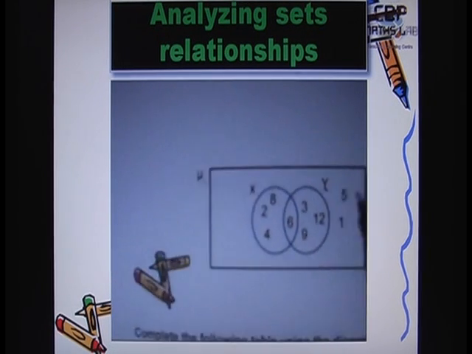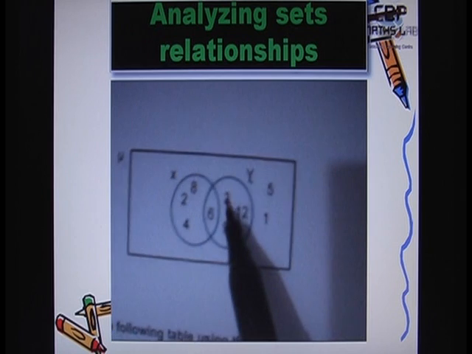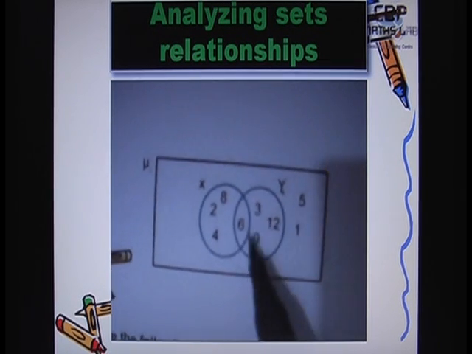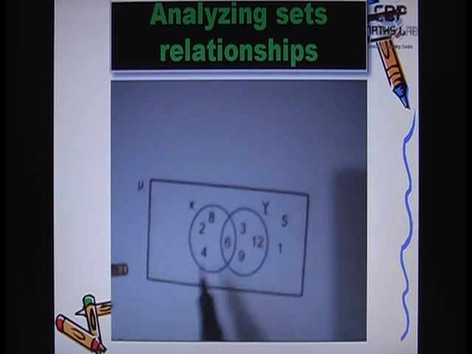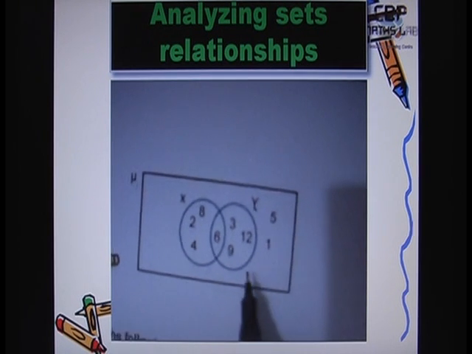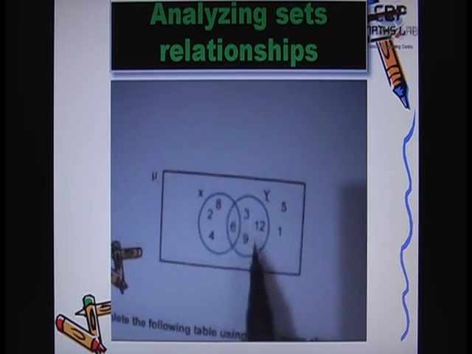X. And the elements in Y are 3, 12, 9, and 6. So there are also 4 elements in set Y. So both set X and set Y have what we call elements.